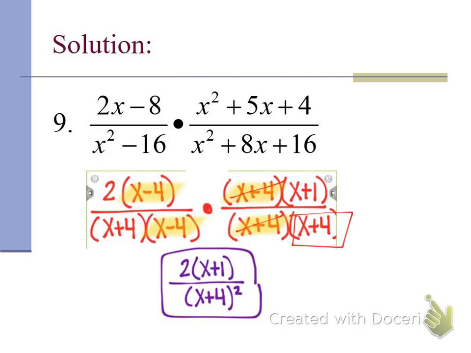So what's left is 2 times x plus 1 in the numerator, and then x plus 4 times x plus 4 in the denominator. But since anything times itself, we can just square it. We can rewrite that as x plus 4 quantity squared. I'll take either one of these two answers. They are the same. Okay.